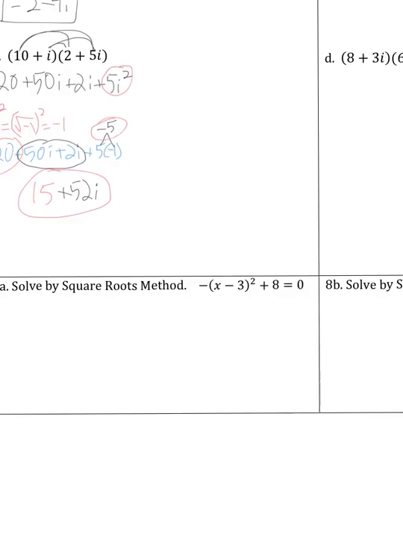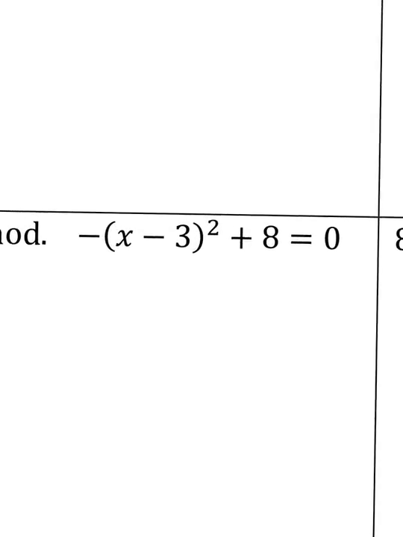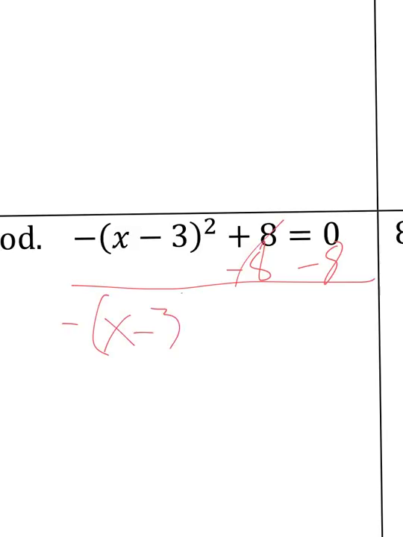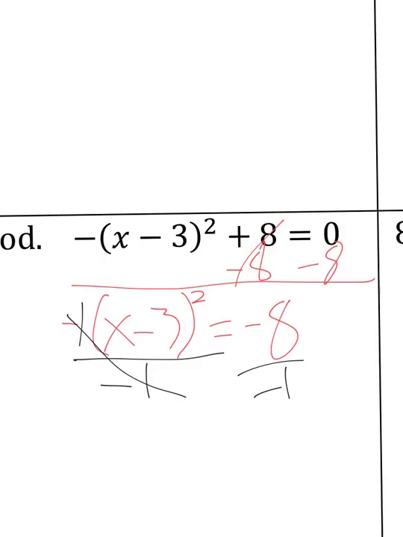Okay, last one here, solve by square roots method. So first thing you got to do is get something to square root. So let's add 8 over there. All right, so I have -(x minus 3) squared equals -8. So it's tempting to divide right now and you'd have an imaginary solution, but no, there's a negative on the outside of the parentheses. So you can divide by -1, and so you can just get (x minus 3) squared equals 8.